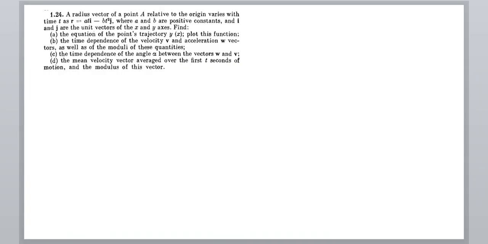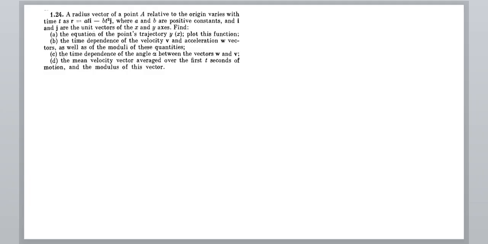A radius vector of a point A relative to the origin varies with time t as r vector is equal to a t i cap minus b t squared j cap, where a and b are positive constants and i cap and j cap are the unit vectors of the x and y axis. Find, A part, the equation of the point's trajectory y as a function of x.